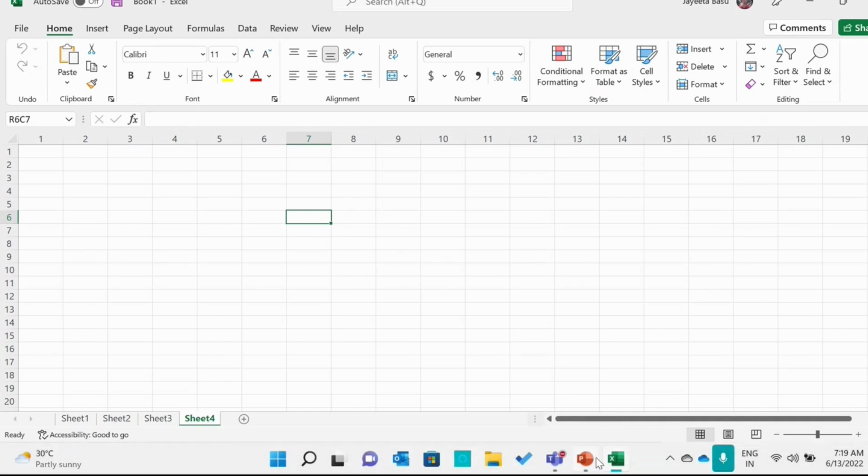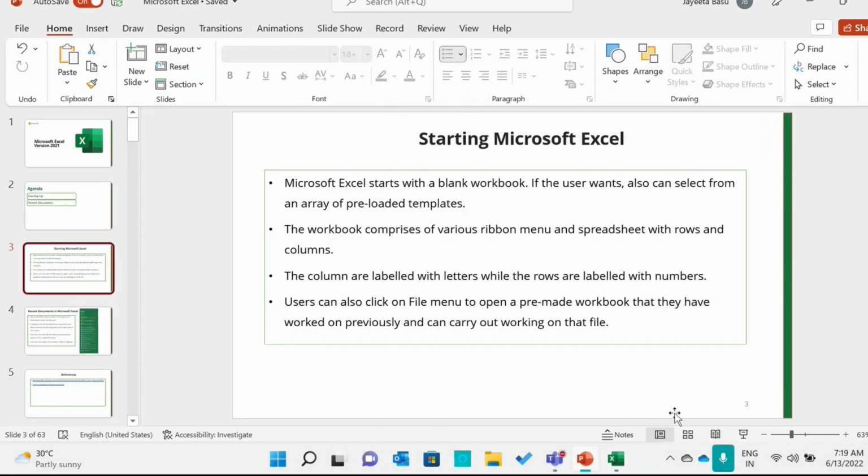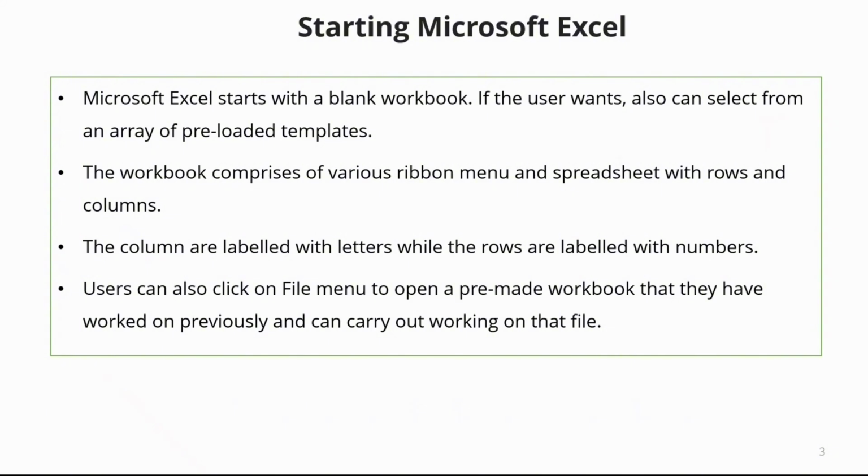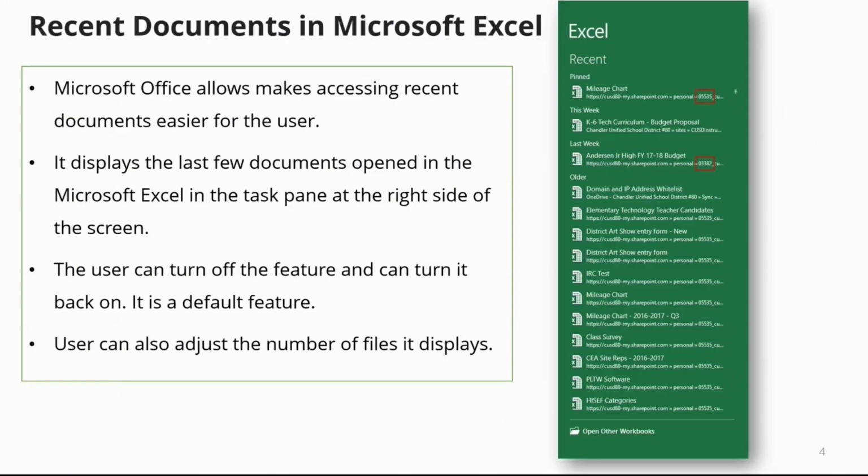Now let's go back to the document again. Next is about recent documents in Microsoft Excel. Microsoft Office allows accessing recent documents easier. It displays the last few documents opened in Microsoft Excel in the task pane. You can turn off and turn it back on this feature, and also adjust the number of files it displays.